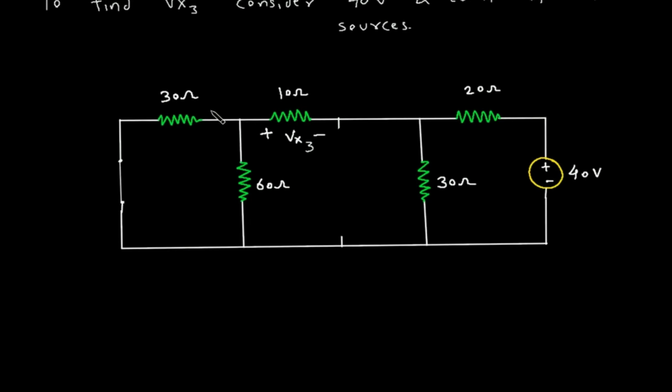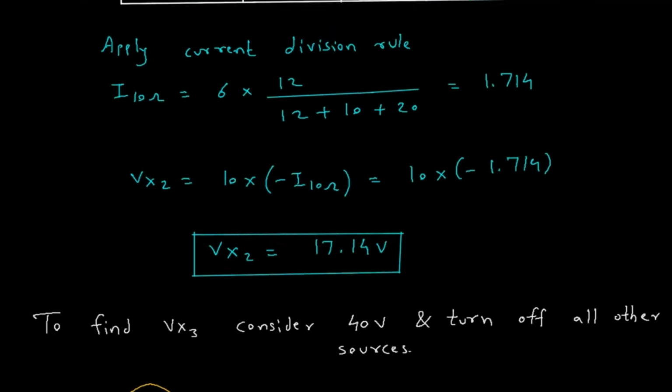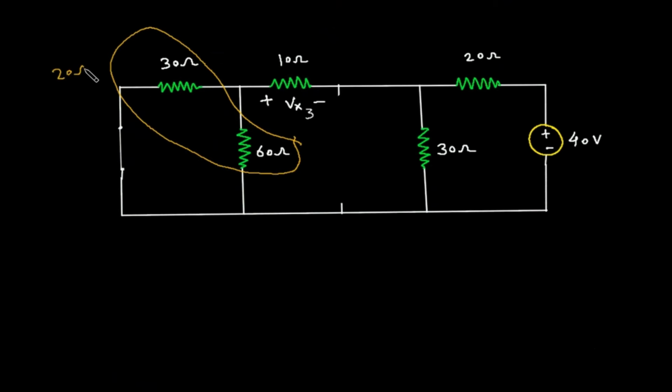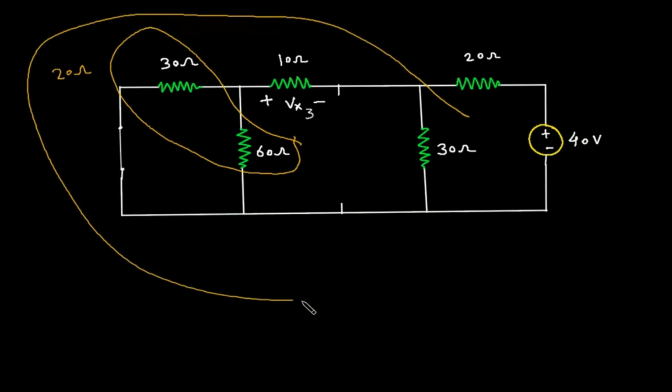Now to find Vx3, as we can see this 60 ohm is parallel with 30 ohm. So 30 ohm parallel with 60 ohm will be 20 ohm. Now first we will find the voltage across this resistor. We have to find its equivalent resistance first. So this 20 plus 20 plus 10 will be 30. 30 ohm parallel with 30 ohm. So this will be 15. This whole will be 15 ohm.